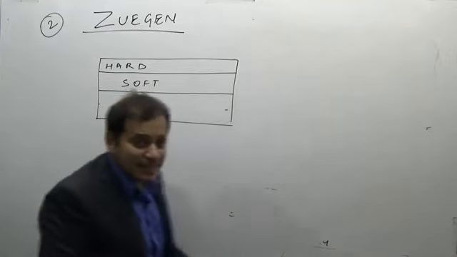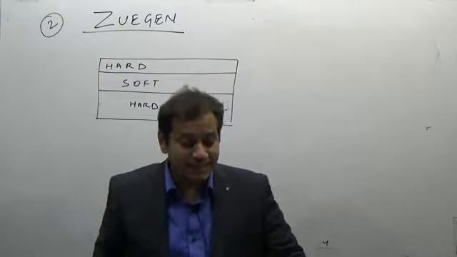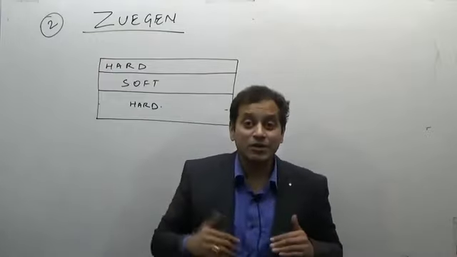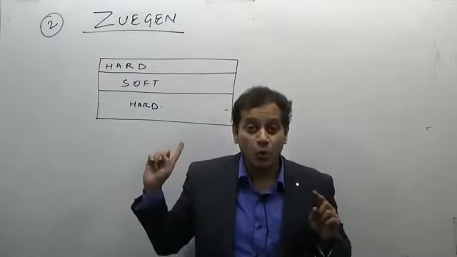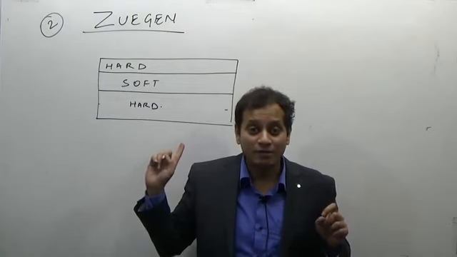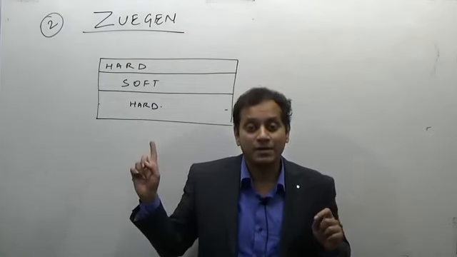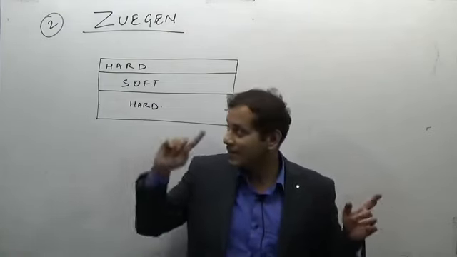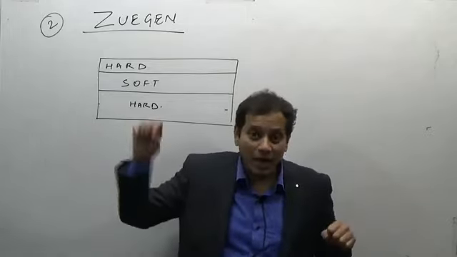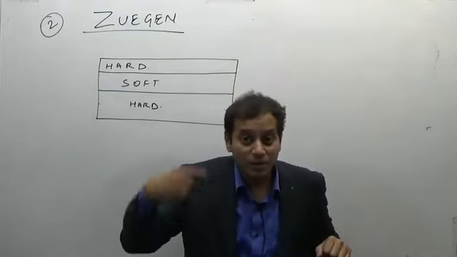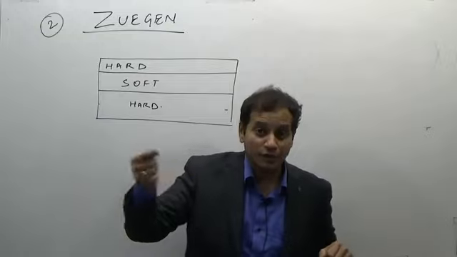So Zeugen is a kind of topography when there is an alternate arrangement of hard and soft rock, in which manner? Horizontal manner, this is a horizontal manner. Why am I saying horizontal or vertical manner? Because we are going to do one more topography later on.